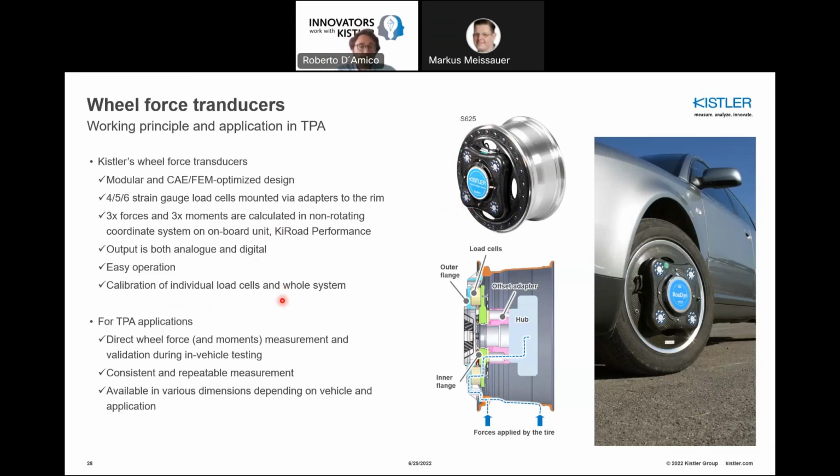And in terms of applications, of course, you could use them for direct wheel force measurement. So for example, if you want to measure the wheel force for classic TPA, you would also get a rather consistent and repeatable measurement, because the system stays as it is. You can change multiple parameters outside it, but the way it measures you can't change much, and it's available in various dimensions depending on the type of vehicle or the application.